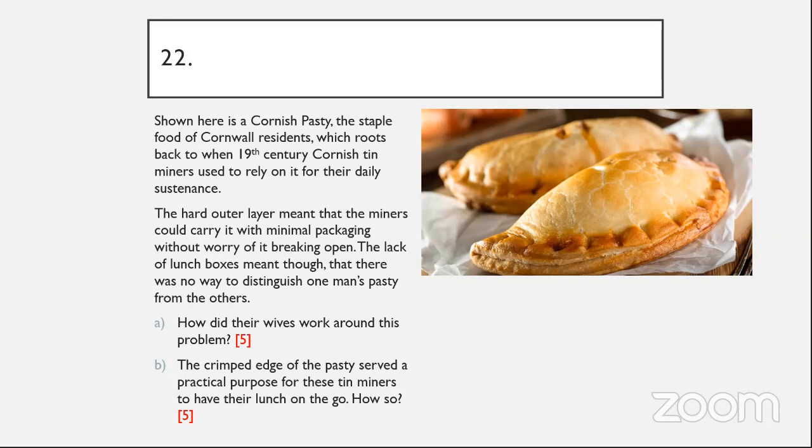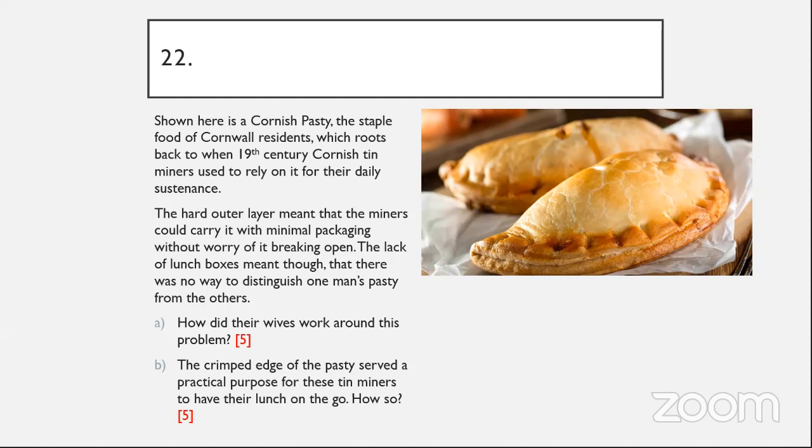Okay. So we're going to go with part B first. Because they had very little time, we're going to say they didn't have time to actually wash their hands, and their hands were permanently dirty from the mining. So they could use the crimped edge to sort of hold it and then eat the rest of the pastry. So that's the purpose that served.